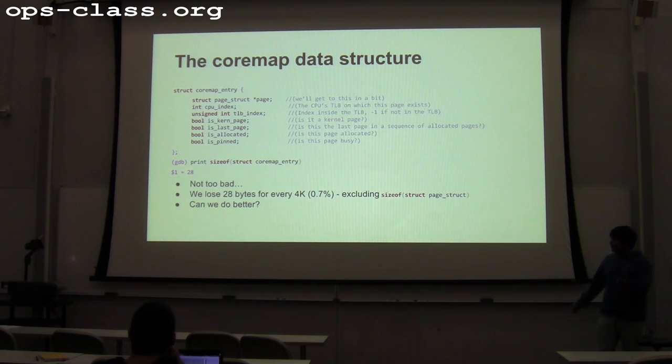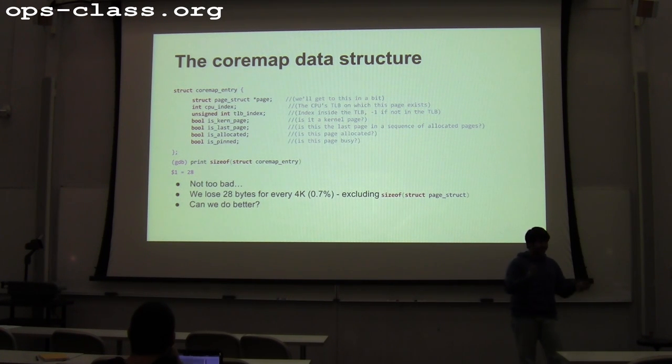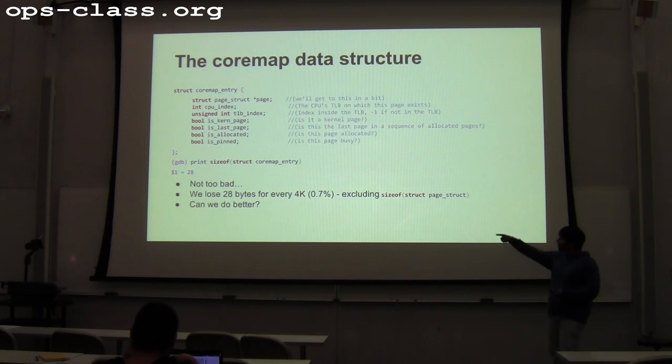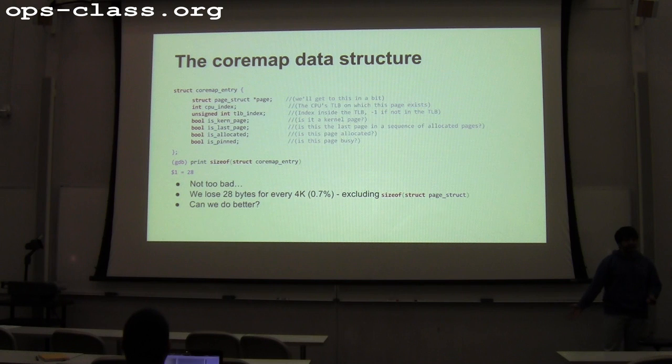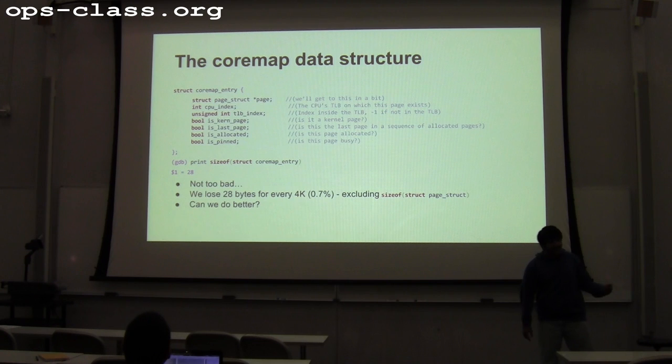And how does this compare? Well, for every 4K, you spend 28 bytes for just this metadata, right? And that works out to like 0.7%, which is not that bad. But of course, here we are excluding the size of page struct. Just having a pointer is useless if there's nothing at the end of it, right? So we are excluding that, and excluding that, we have 28. Now the trick is, can we do better than this? 0.7 is not that bad, but can we get even lower?